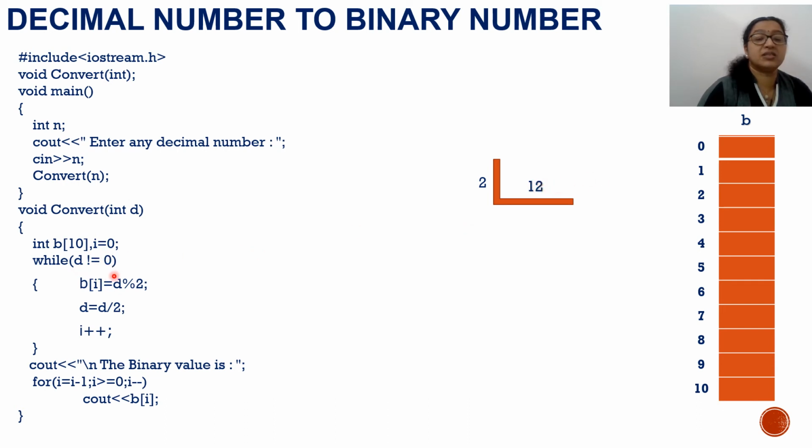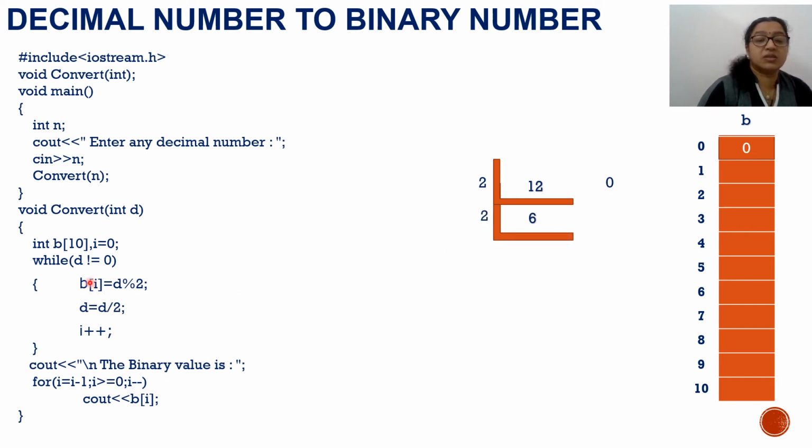So if it is not equal to 0, B of i is equal to B of 0 is equal to d mod 2. So we want to find out the remainder. See, we will get 0 as remainder. 2 6s are 12. We will get 0 as the remainder. So that is assigned in this array. Then again we want to divide. d is equal to d by 2 means we got the quotient as d now. We are overwriting the d value to 6 now. Again we want to divide it by 2.